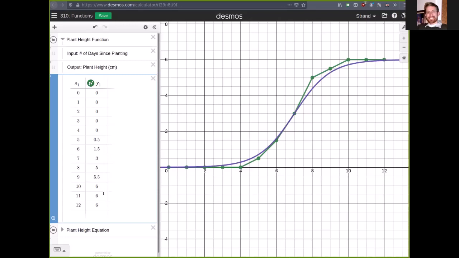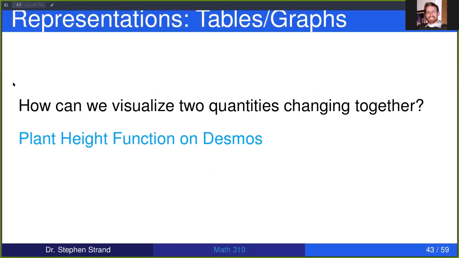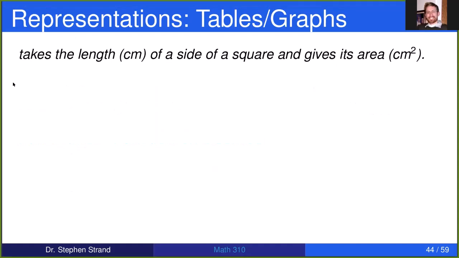All right, so we have a table and a graph that kind of go together to help us visualize a relationship that the function represents. So let's head back over to the slides and look at another type of function. So let's look specifically at the example I talked about where we have the length of a side and its relationship to the area.